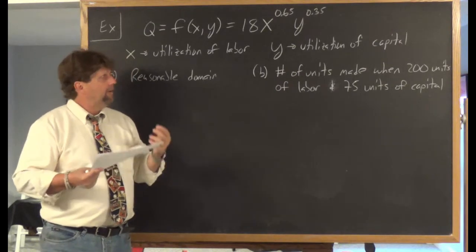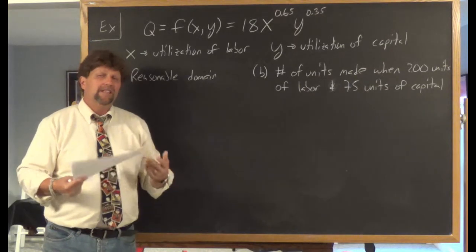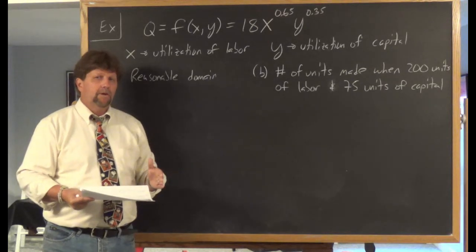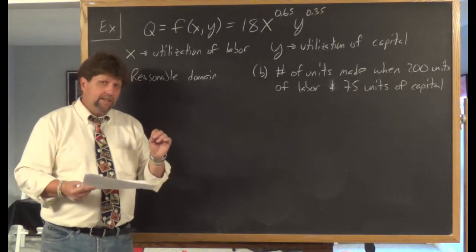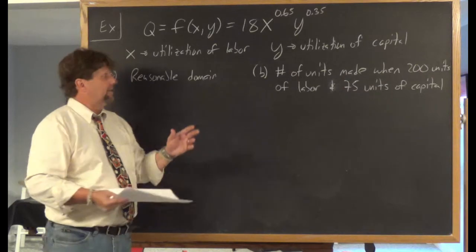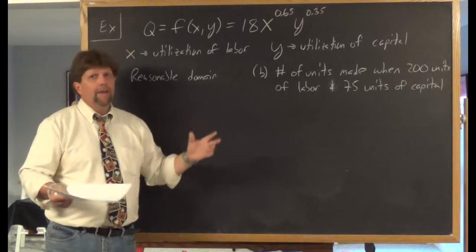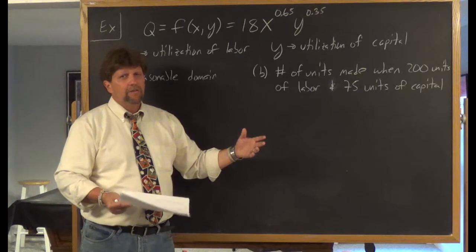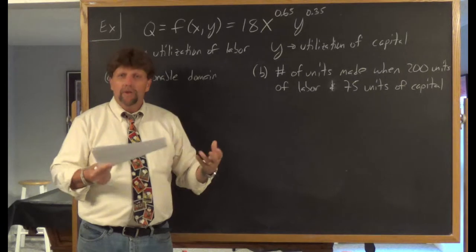So, folks, if x represents utilization of labor and y represents utilization of capital, it isn't reasonable for x to be a negative number, and it isn't reasonable for y to be a negative number. Now we could say x could be 0. It's not going to be too good for this manufacturer. If they use 0 units of labor, they're not going to make anything. y could be 0, and that's not going to be good for the manufacturer either. If y is 0, so they use 0 units of capital, they're not going to make anything.